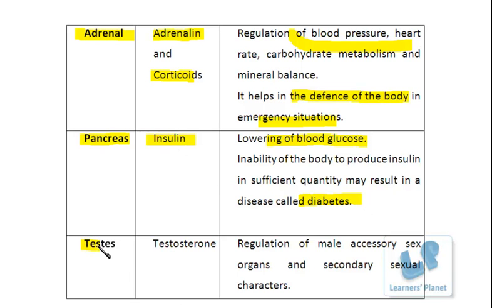Further, another gland is the testes. This is a male gonad and it secretes the specific hormone, that is testosterone. So we have studied about this testosterone. In short, it regulates the male sex organs or accessory sex organs and the secondary sexual characteristics in the males. Right? That means it helps in the development of the reproductive sex organs as well as the secondary features in puberty.